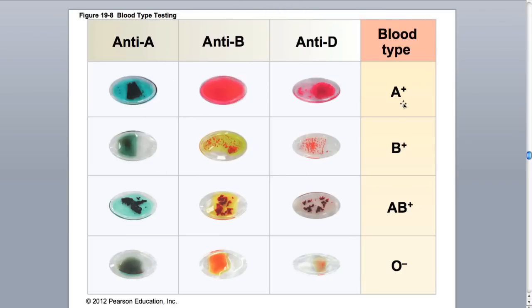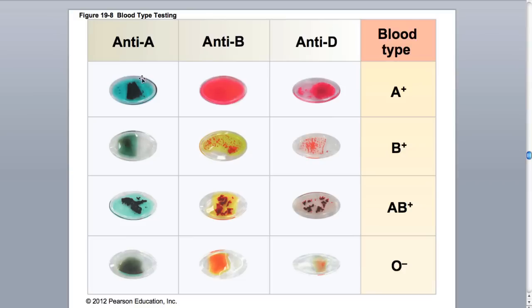Here we have type A blood put into each of these wells. So type A blood is put in each one of these wells. What you see is antibody added to it. Since it clumped up right here, it says that I must have what? Since I'm type A blood, I must have A antigen.